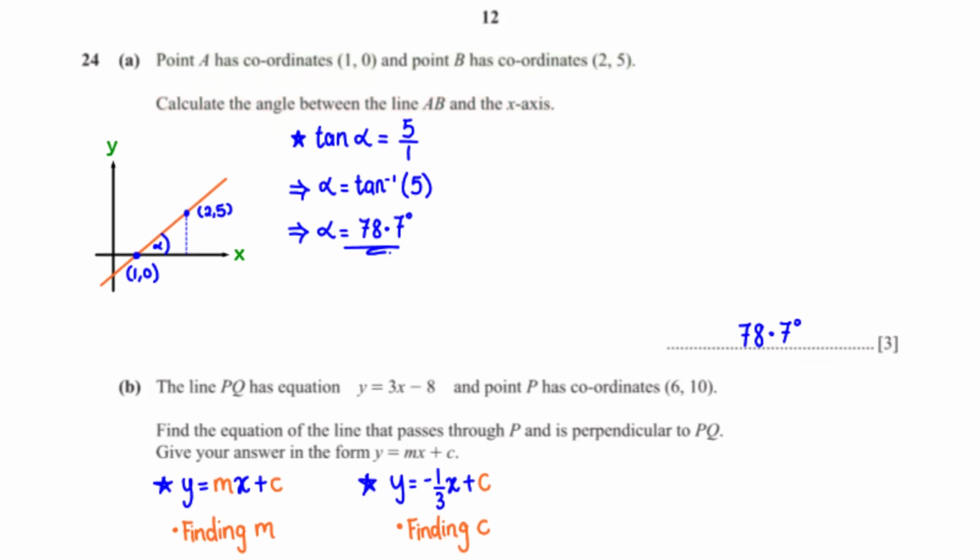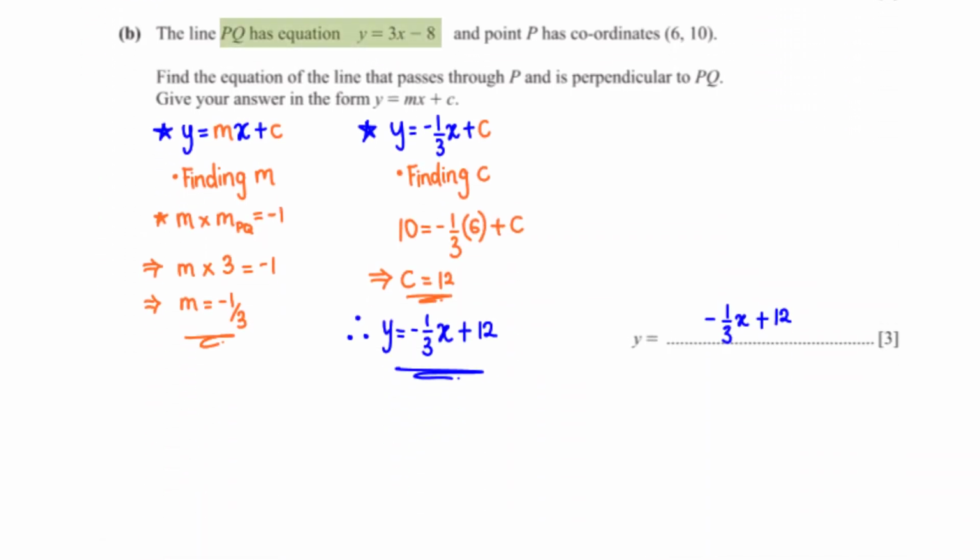The line PQ has equation y equals 3x minus 8 and point P has coordinates 6, 10. Find the equation of the line that passes through P and is perpendicular to PQ. Give your answer in the form y equals mx plus c. So what we need to do is to find the value of m and find the value of c and slot it into the equation y equals mx plus c.